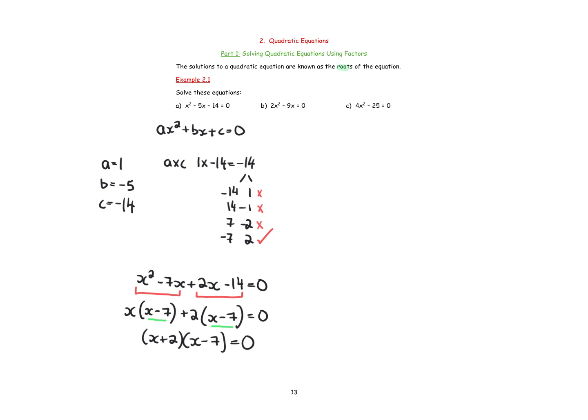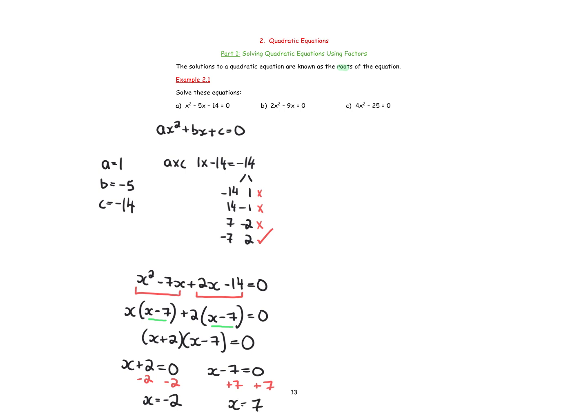As x plus 2 multiplied by x minus 7 is going to be equal to 0, both of these must be 0. So we get x plus 2 is equal to 0 and x minus 7 is equal to 0. To find the solutions then, we can minus 2 from both sides on the left, so we get x is equal to minus 2, and on the right one we can plus 7 to both sides to get that x is equal to 7.